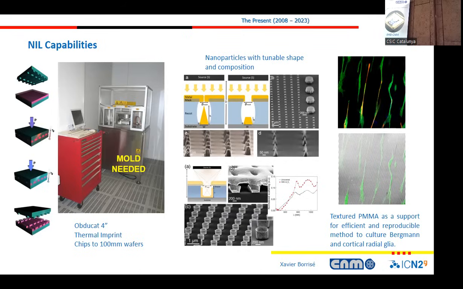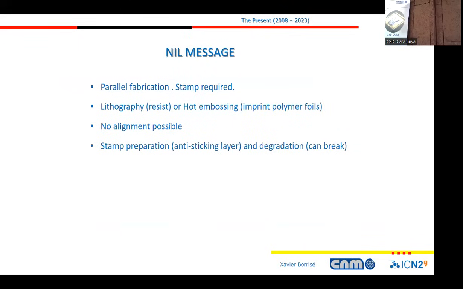Okay, and they need this pattern, which is very simple, but it's necessary to imprint PMMA for that. So that's the nanoimprint. In that case, just remember it's a parallel fabrication with a stamp. So it's lithography or direct with hot embossing. No alignment process is possible, so it means that it's one step only. You cannot align with that system.